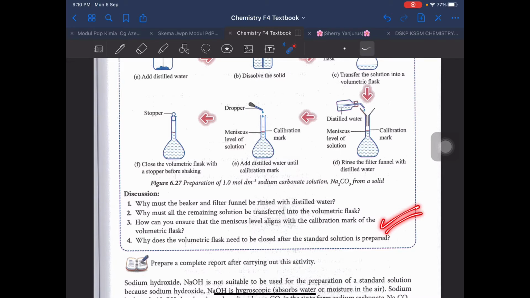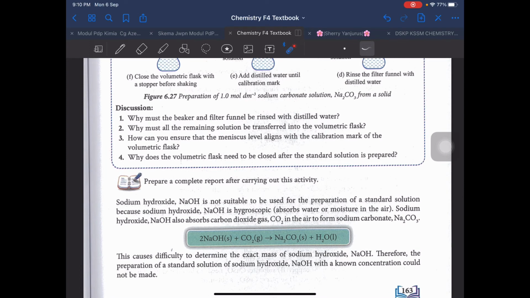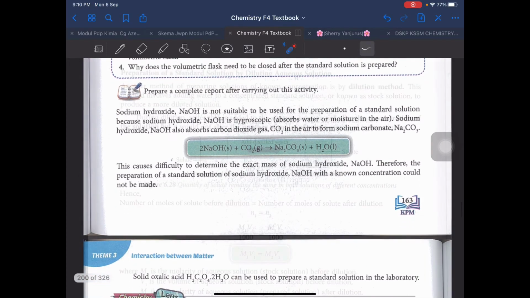Prepare the lab report of this one. You need to prepare and you need to jawab all this. Okay? Jawab dia. Kamu kan ada Google. You can search for the answer first. And then when you do the experiment on your own nanti, you will understand too. Oh, begitu pula. Kenapa beaker and filter funnel mesti kena rinse. Okay, you will understand that. So, prepare a lab report. Look at the instruction in the Google Classroom and you do the lab report. Okay?